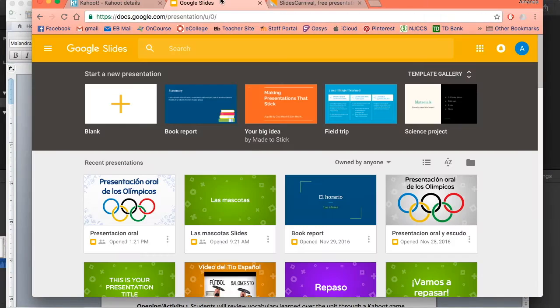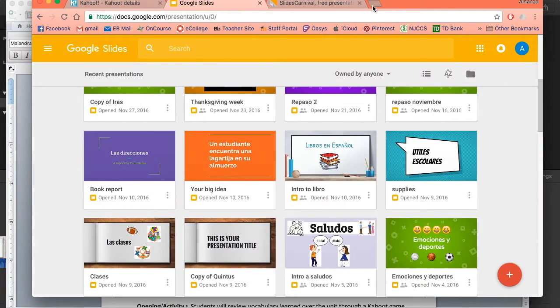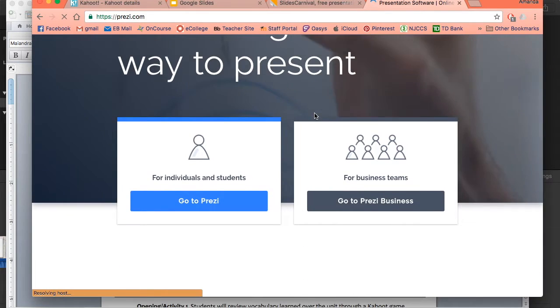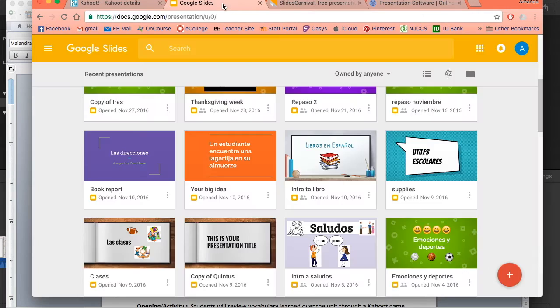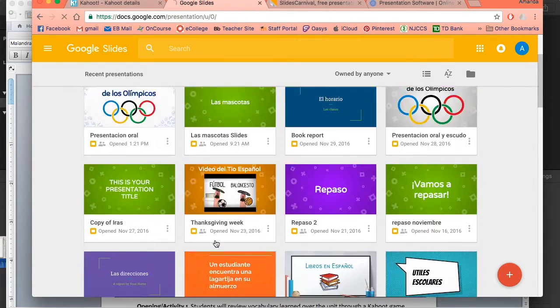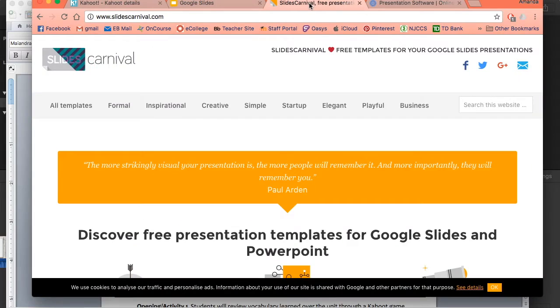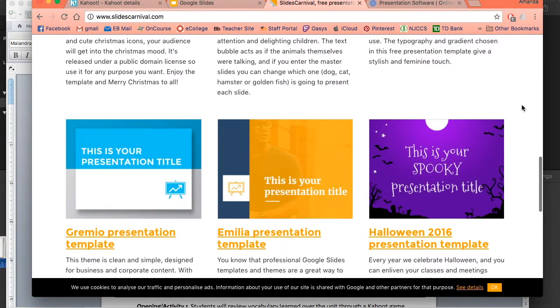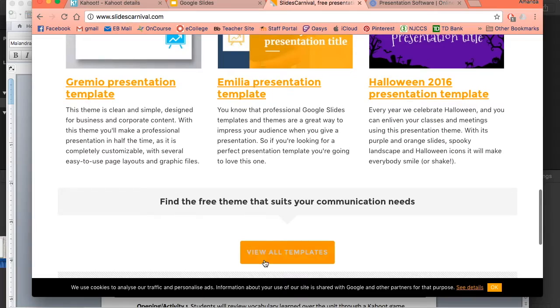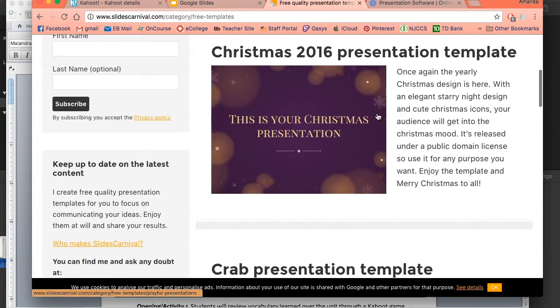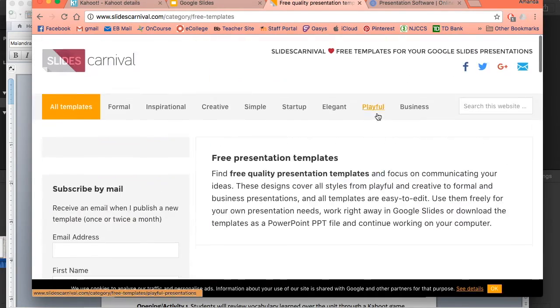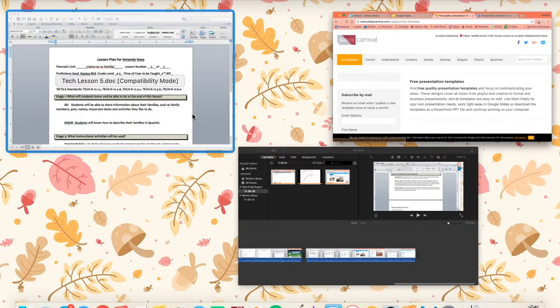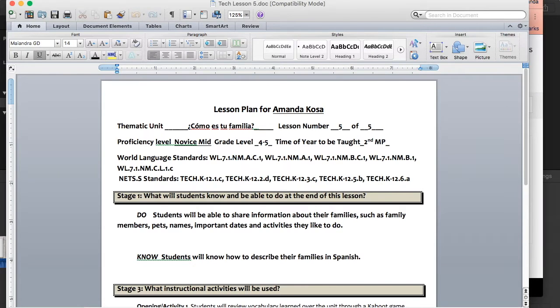Students could use Google Slides, they could also go to Prezi and make a presentation through here. I would encourage too, the Google Slides templates that they have, they get old after a while, so I also like to use Slides Carnival, and I find they have a lot of creative and really customizable templates that you can use both in Google Slides as well as Microsoft PowerPoint. So I would definitely encourage students to go through here and find a template that really matches up with them and what they're trying to present.